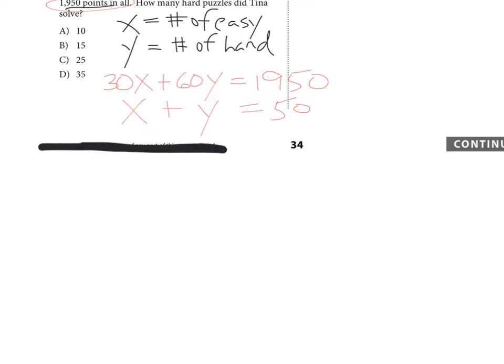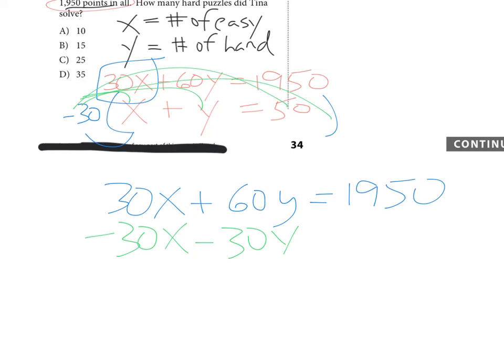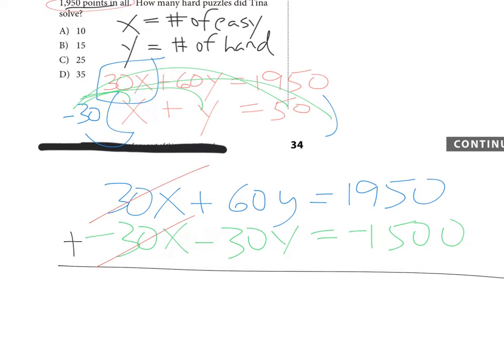I'm going to solve this by multiplying the second equation by negative 30. Why am I doing that? Because then the 30x from the first equation and the negative 30x from the second equation will cancel. So the first equation is just going to stay as 30x plus 60y equals 1950. When I distribute the negative 30, I'm going to have negative 30x, negative 30y, and then negative 30 times 50 is negative 1,500.